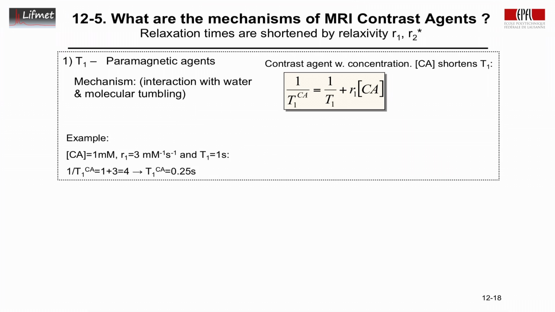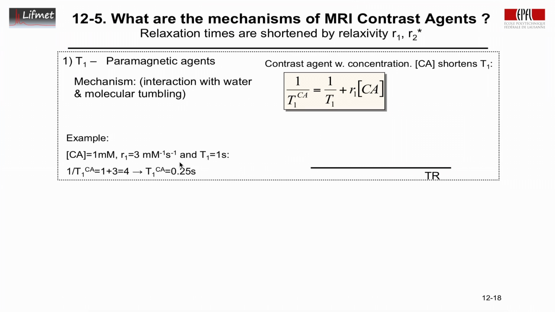Imagine you're doing your image at a TR of 250 milliseconds. With the T1 of 1 second, this will create a very dark image, but then you're close here to the optimal repetition time at this point, and the signal intensity will increase drastically.